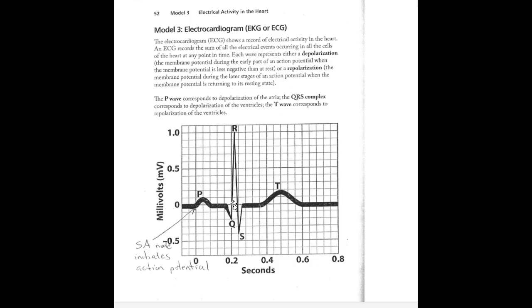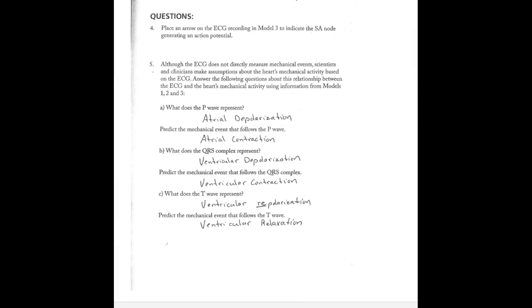And then following the QRS complex is going to be ventricular contraction, so that's this flat line right here, then followed by the T wave, which is ventricular repolarization. And right about when the T wave is happening, or a little bit after, that is when the ventricles start to relax. So the atria would be relaxing during this flat line in the QRS complex. And those are all your answers there.